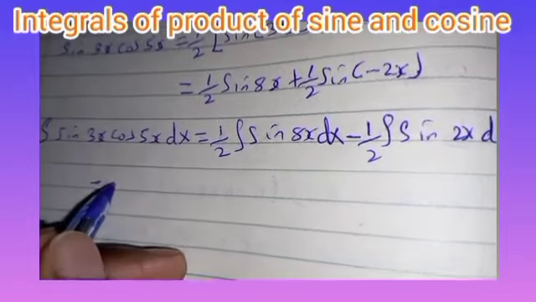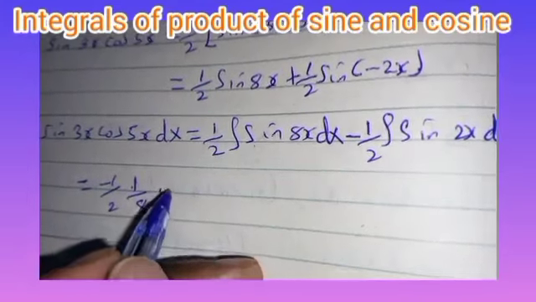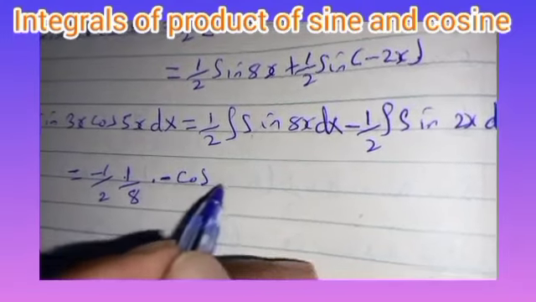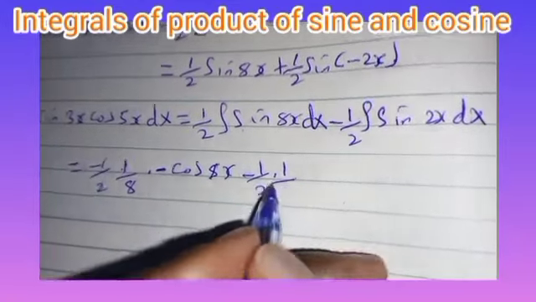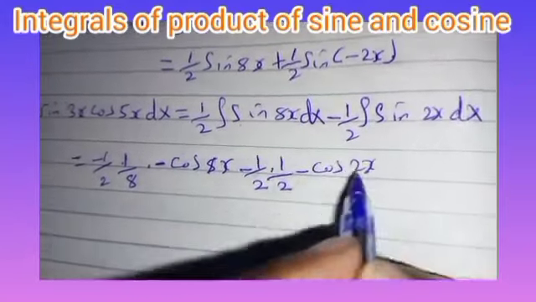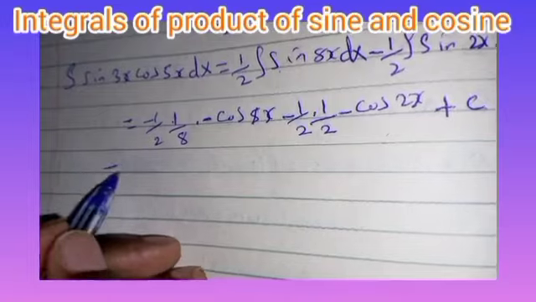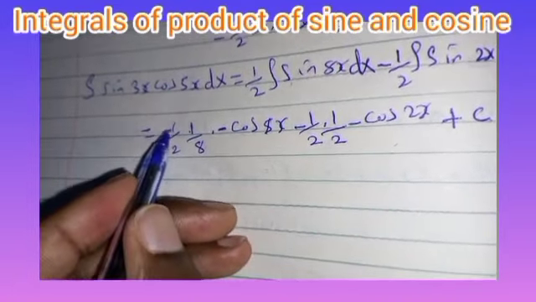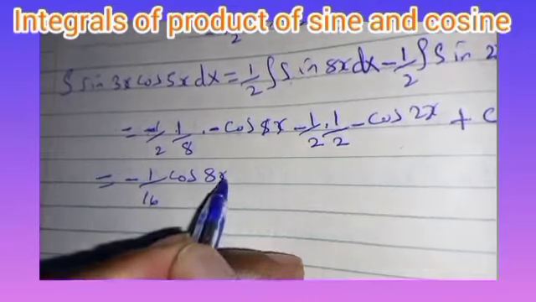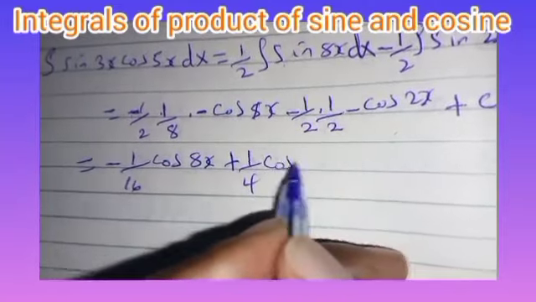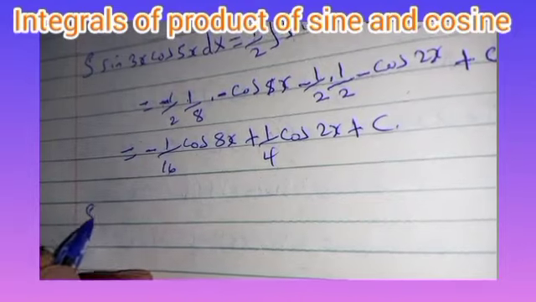So we integrate the first part, we are going to get half multiplied by 1 over 8 multiplied by integral of sine is negative cos of 8x minus 1 over 2 multiplied by 1 over 2 multiplied by negative of cos of 2x plus a constant c. This is equal to negative of 1 over 16 cos of 8x plus 1 over 4 cos of 2x plus c. So that is integral.